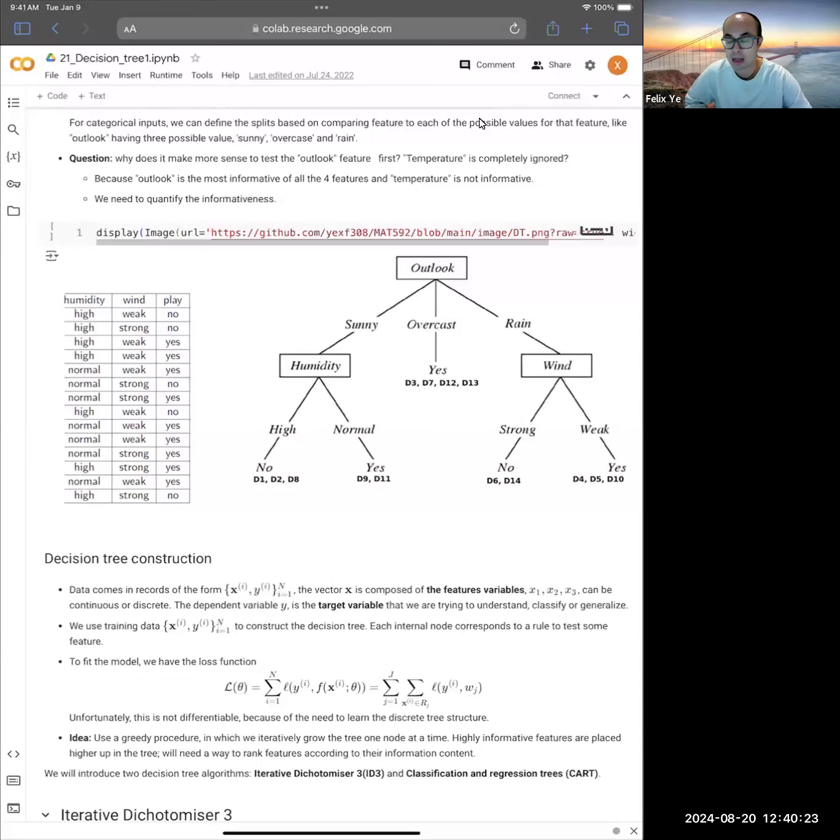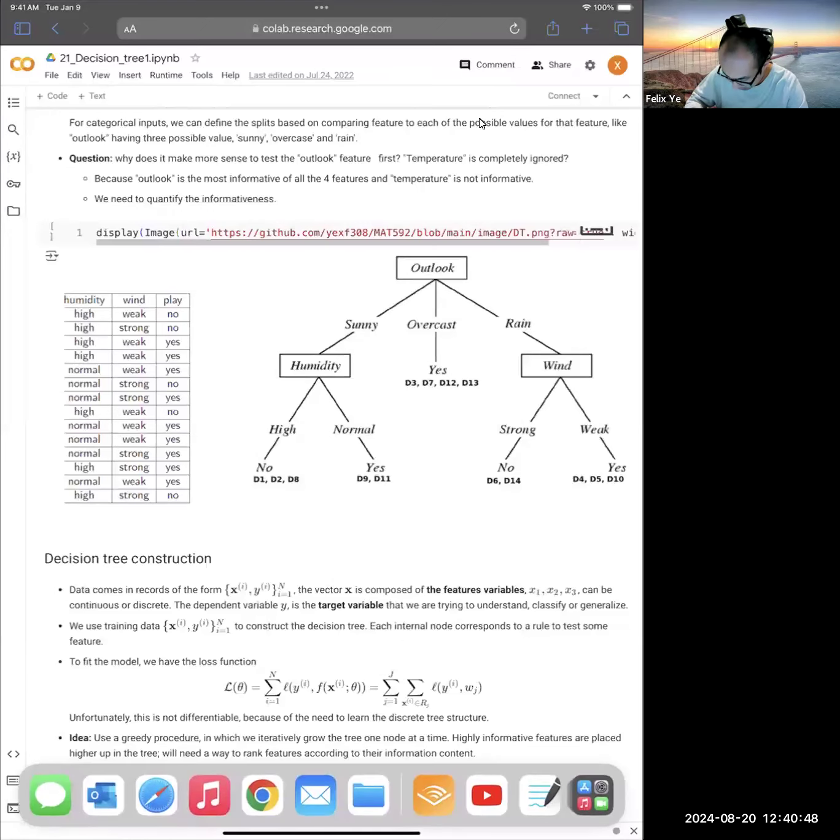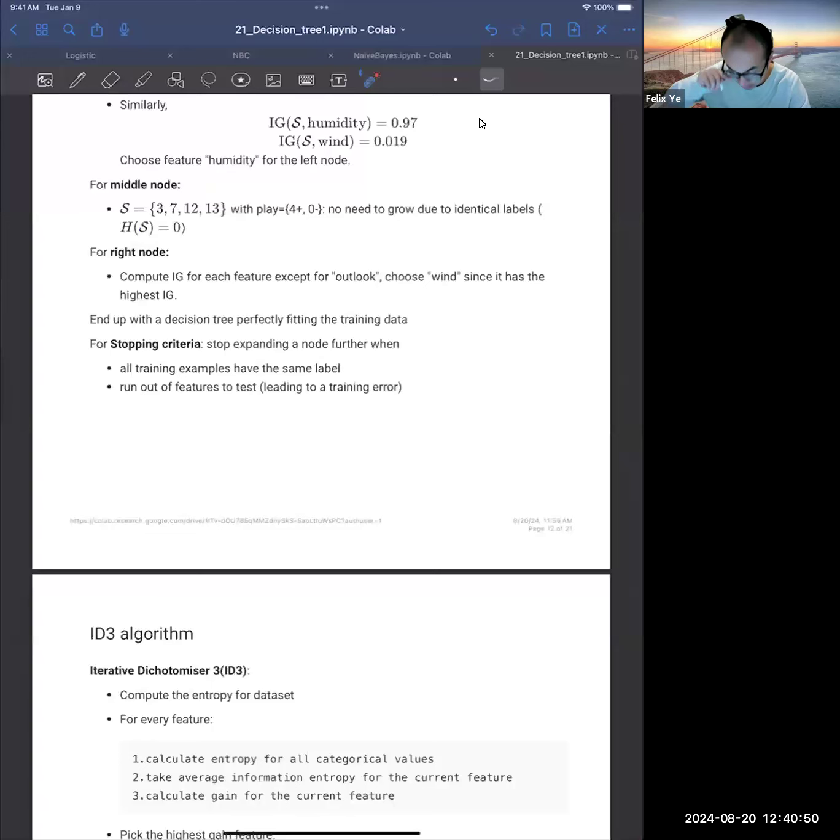If it is the left branch with humidity, whether it's high or normal, it will always give you a deterministic yes or no. For the right branch, for the wind, whether it's strong or weak, it will give you a deterministic no or yes. So basically, there's no more randomness in these cases. So we will stop growing our decision tree. So we go back and find this is our stopping criteria.